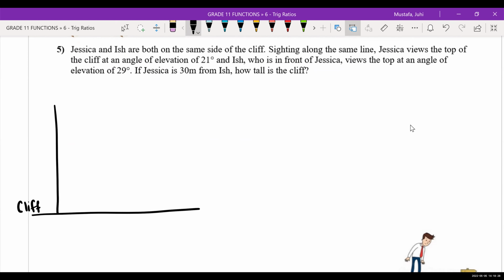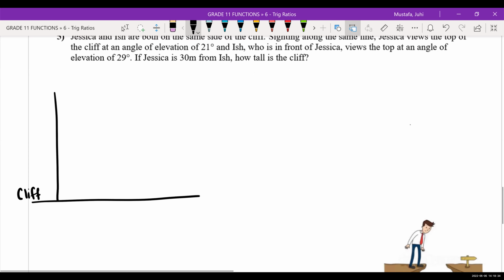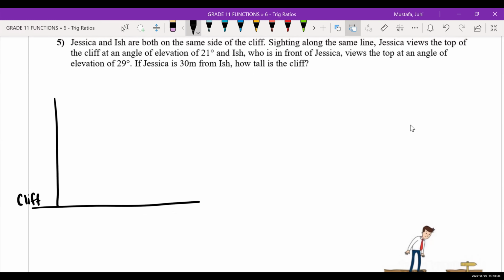Sightseeing along the same line, Jessica views the top of the cliff at an angle of 21 degrees, and Ish, who's in front of Jessica, views the top at an angle of 29 degrees. So this tells us that they're not standing right beside each other. One person, Jessica, is behind the other person, Ish, who's in front of her.